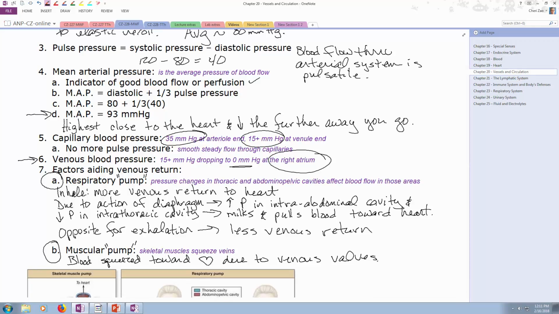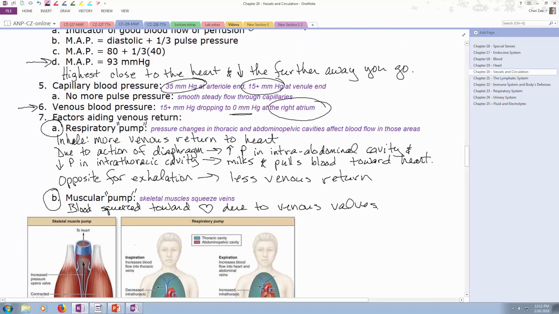So these are two important factors that aid venous return. Remember, inhalation enhances or increases venous return, and understand the mechanisms for that. Exhalation will do the opposite.